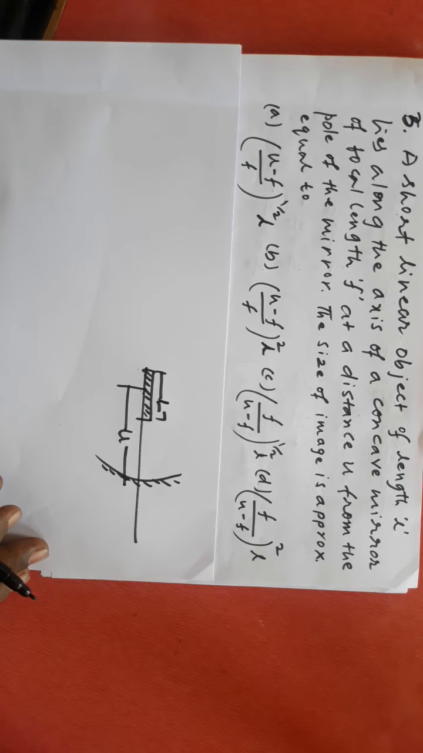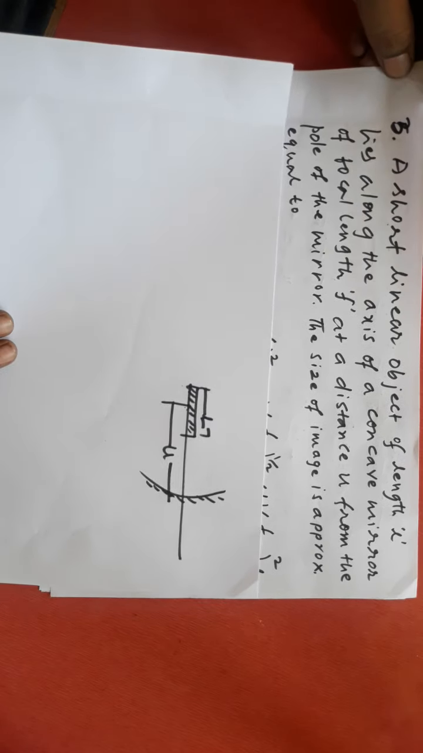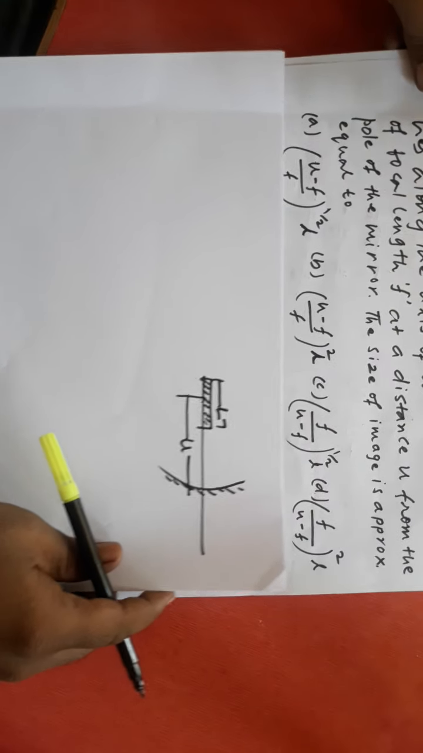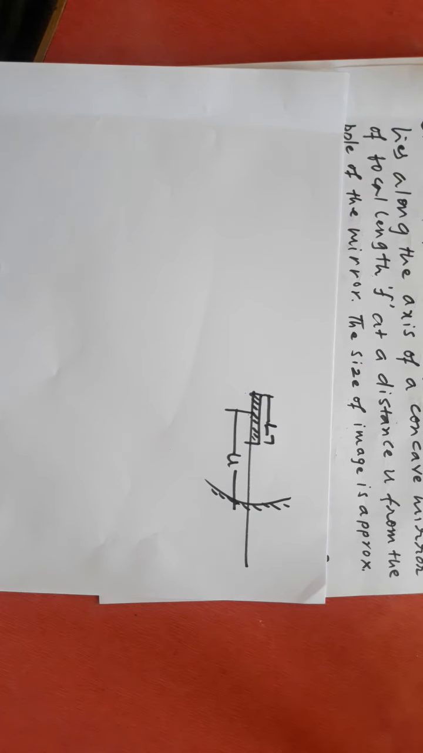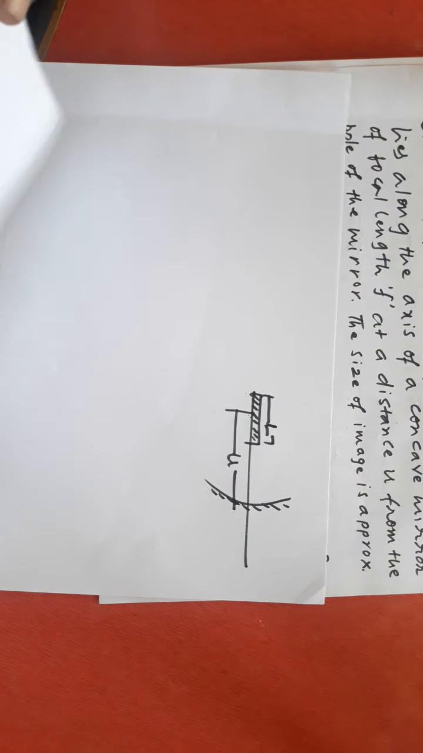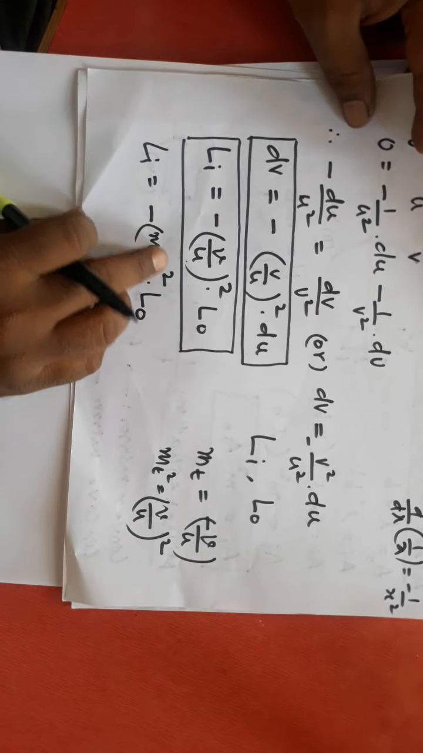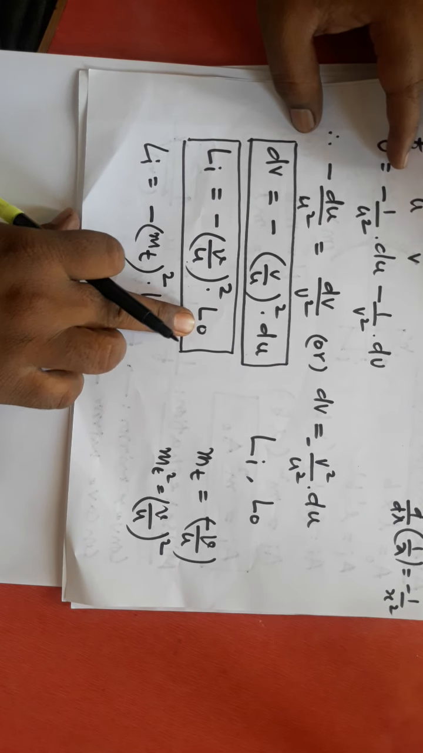Size of the image is approximately equal to. How to calculate the size of the image? So this is lateral or linear magnification. First you identify it. It is lateral magnification, and in lateral magnification, I told you the formula. This is the formula that we used in lateral magnification to find the size of the image. Size of the image is equal to v by u whole square into size of the object. Then first find the size of the image here.